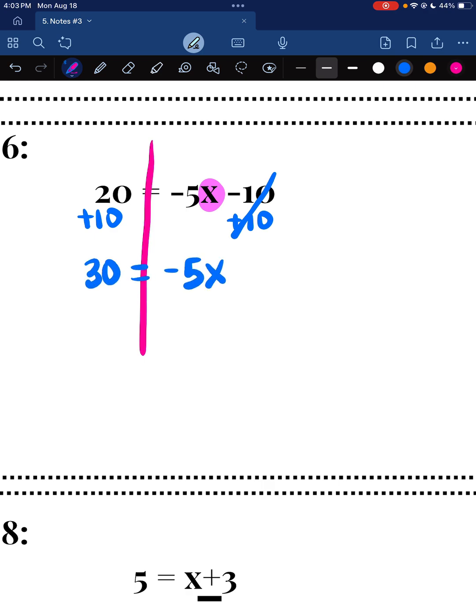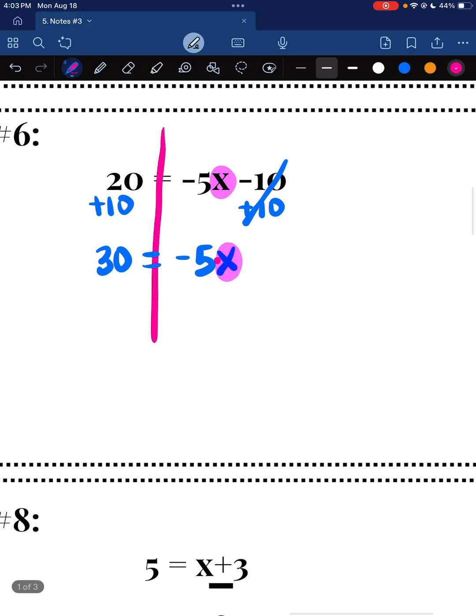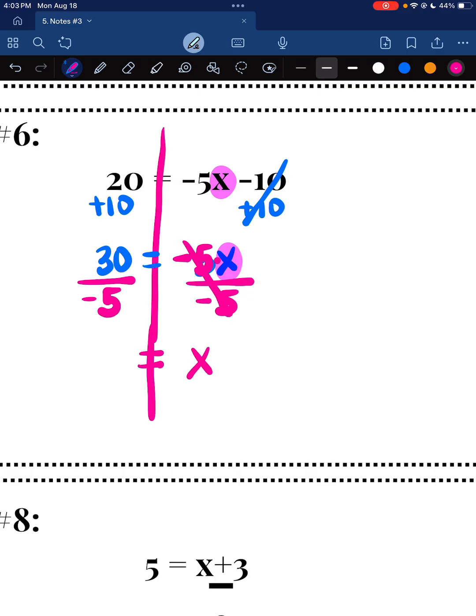And that negative 5 is multiplying. It's a times. So to get rid of the negative 5, the opposite of multiplying is to divide. And if it's a negative 5, it stays negative 5 because we are dividing. Dividing, multiplying, just keep whatever number you have. So this is negative 6.